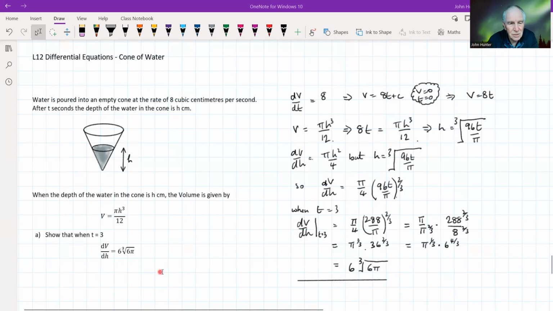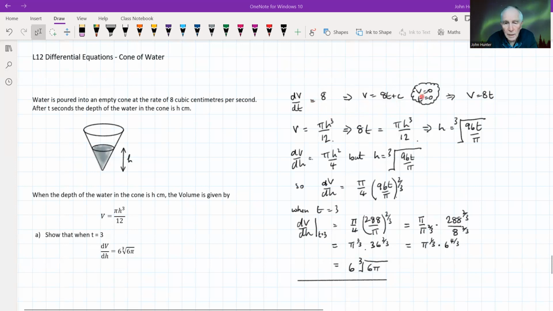Well, actually, we do, and it's not straightforward, I have to say. Let's have a look at this. We're given this information, empty cone at the rate of 8 cubic centimeters per second. So we can write that dV/dt equals 8. That's what we've got. Now, the trick here, which is not obvious, I have to say, is if we integrate this, we're going to get V equals 8t plus c. We just integrated both sides with respect to t.